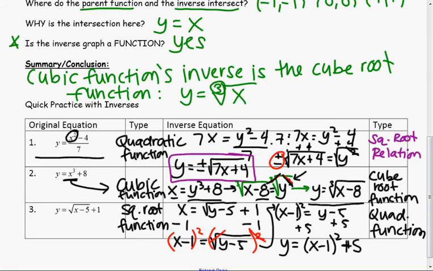And that's a good thing because what we want to see is that the inverse of a square root gives us quadratic, just as the quadratic inverse is a square root. All right, hopefully that makes a little bit of sense and puts it together when we see the different types of equations and their resulting inverses.